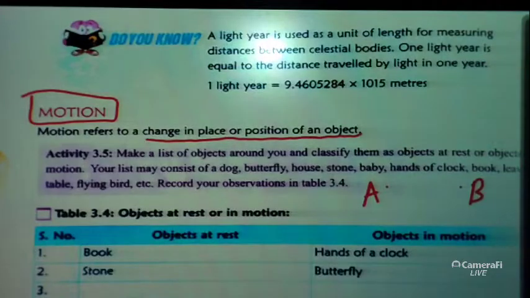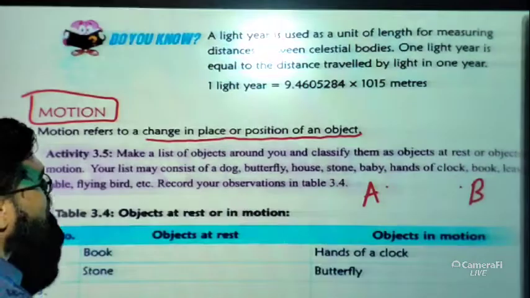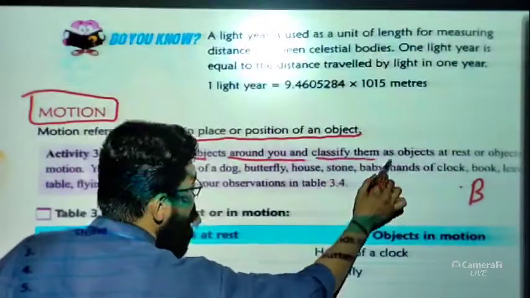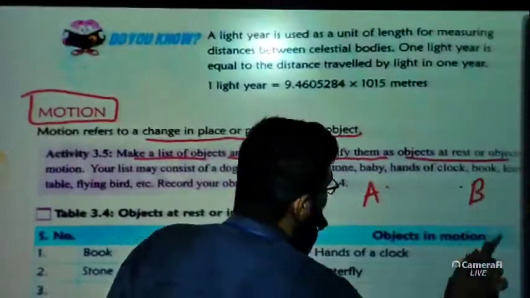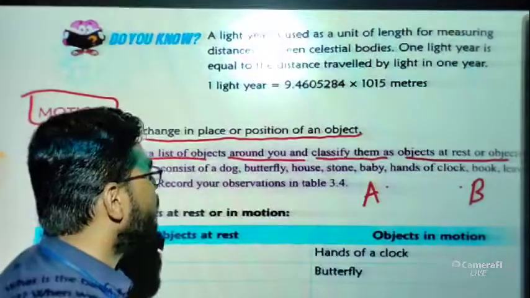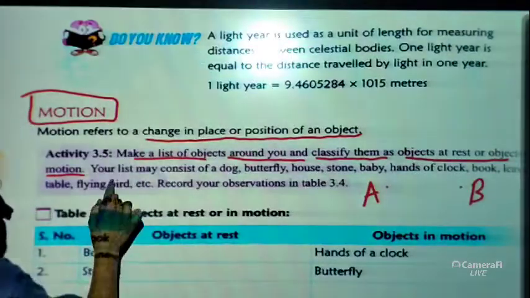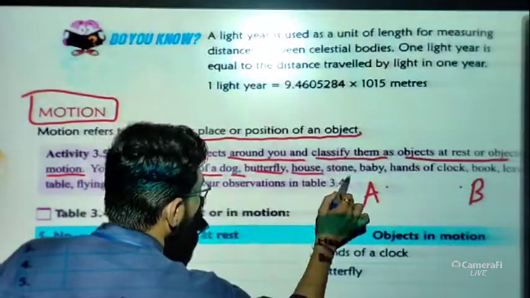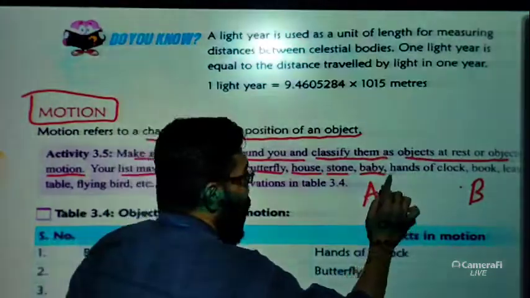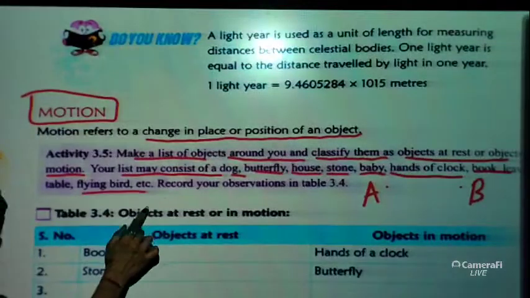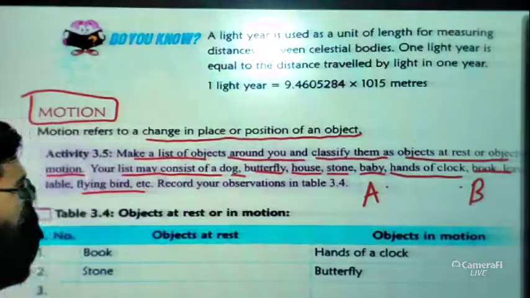Okay. So there is an activity. What does this activity tell? Make a list of objects around you and classify them as objects at rest or objects in motion. So you have to find out which objects are at rest and which are in motion. Your list may consist of a dog, butterfly, house, stone, baby, hands of a clock, book, leaves, flying birds. So you have to record your observations.